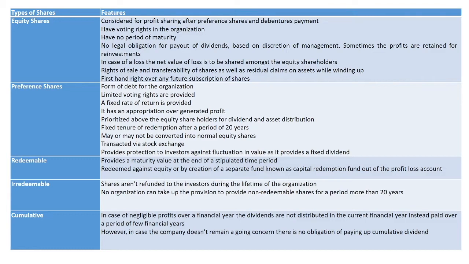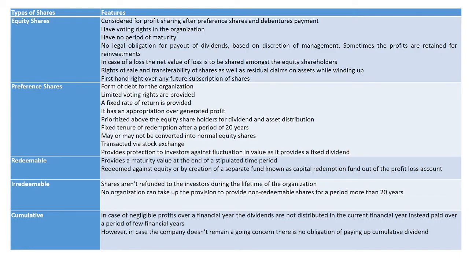Preference shares. A form of debt for the organization. Basically, limited voting rights are provided, a fixed rate of return is provided, and it has an appropriation over generated profit, prioritized above the equity shareholders for dividend and asset distribution. There is a fixed tenure of redemption after a period of 20 years. They may or may not be converted into normal equity shares, are transacted via stock exchange, and provide protection to investors against fluctuation in value as they provide a fixed dividend.